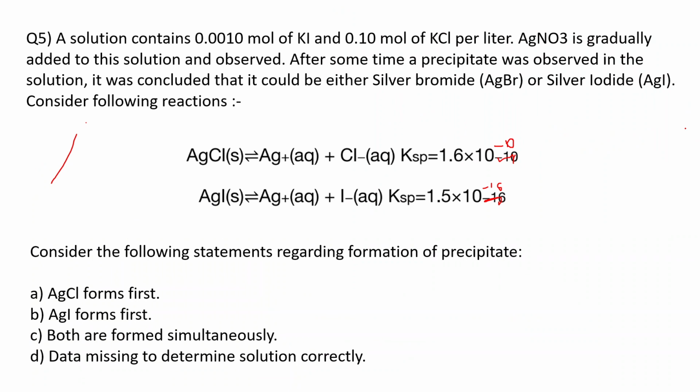Next question is, a solution contains 0.001 molar potassium iodide and 0.1 molar potassium chloride. AgNO3 is added to this solution and observed. So this is a titrimetric experiment. After some time a precipitate will be formed in the solution. It can either be silver chloride or silver iodide. So this is the equation given. Consider the following statements regarding formation of precipitate. It's kind of like question number 4 only. So please try to solve this question and we'll see the solution in a while.